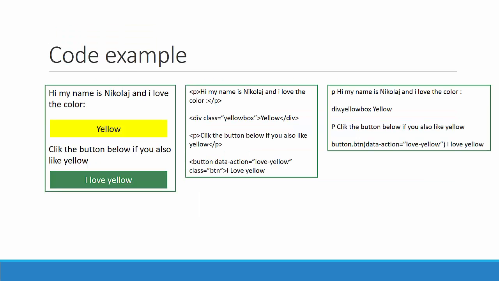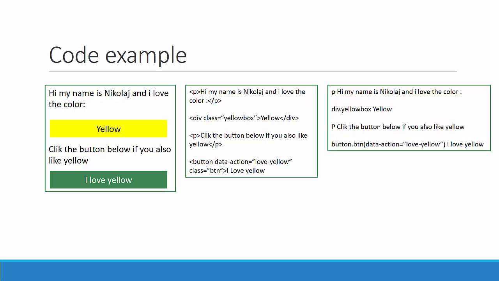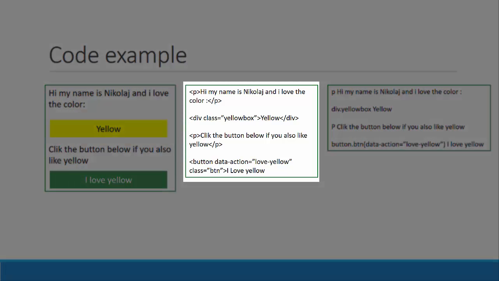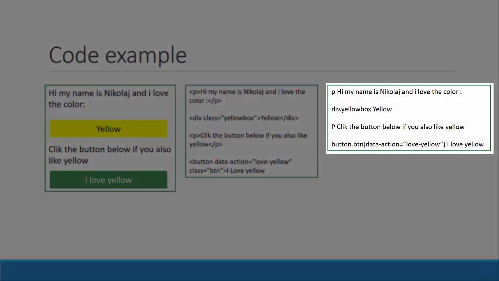Let's take another example. Let's pretend that we have to create the output of the first box: a text, a yellow box, another text, and a button. In HTML, we would do that by creating a p tag, a div with the class, another p tag, and a button. In Jade, we would do that, as you see in box 3, by starting a p, making a div and giving it the class yellow box, making a p with the text, and a button with a class and the data action.